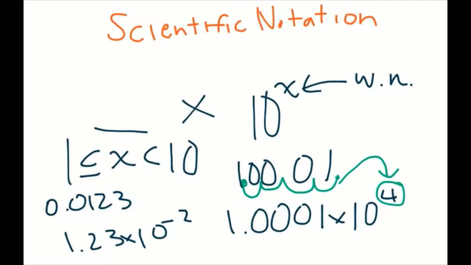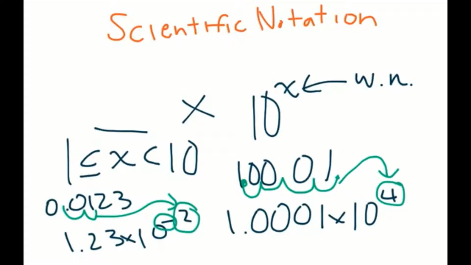Now let's look at 0.0123. Well, how many times do you have to move that decimal place to the right to create a number greater than or equal to 1, but less than 10? Well, let's count. 1, 2. Looks like it's twice. So we get 1.23 times 10 to the negative 2, and that 2 comes from moving the decimal place to the right twice. And that negative sign is just there because we moved it to the right.